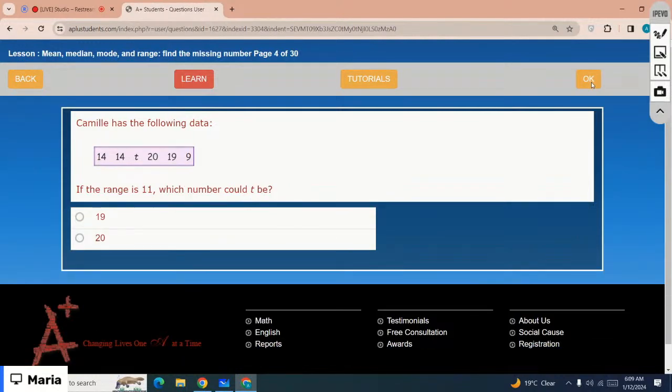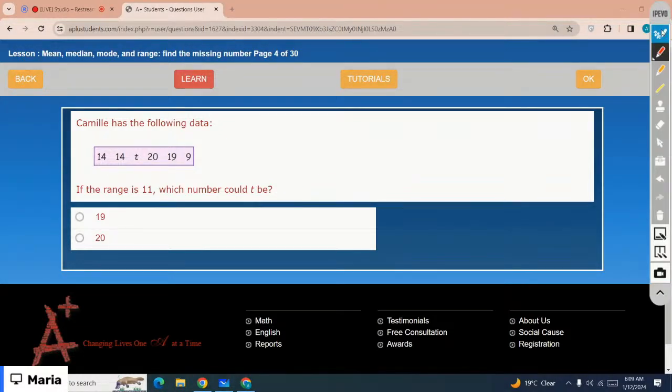Okay, the next one is: Camel has the following data. The data is 14, 14, T, 20, 19, and 9. If the range is 11, what could T be? So you have to calculate the value of T, right? You are given the values 19 and 11.